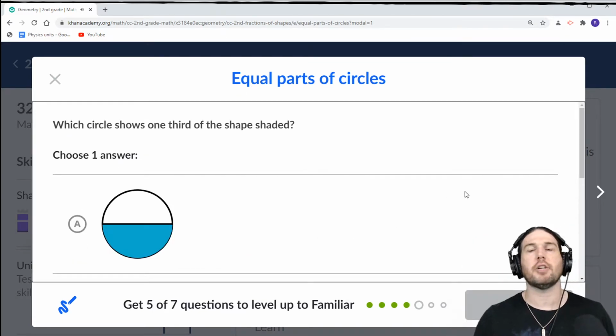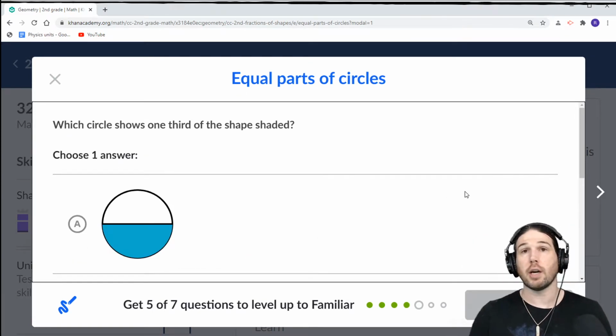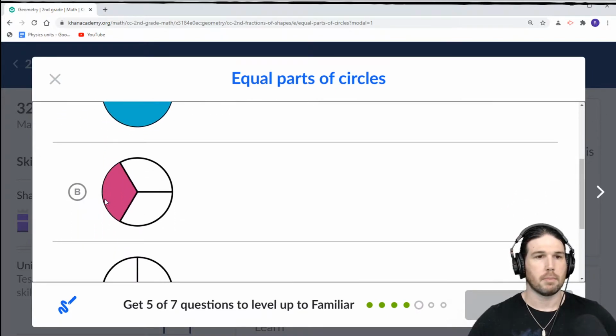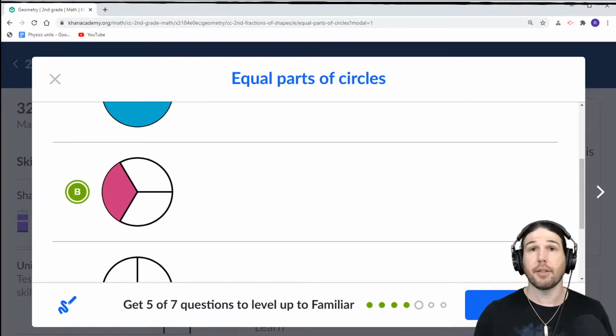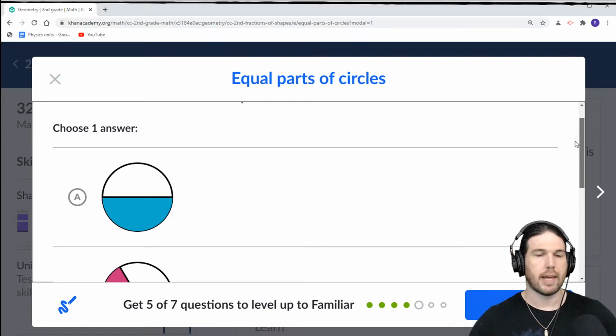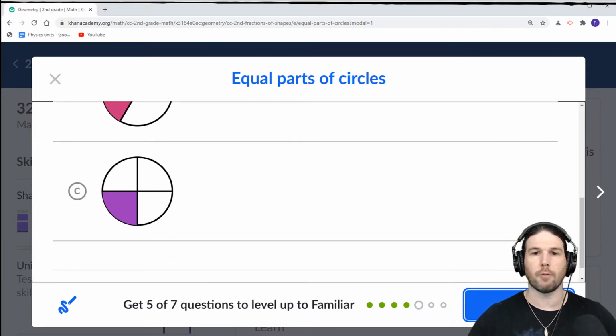So we want to teach fluency with fractions early on so that students don't end up hitting a really bad block later, like so many of us did. Which shape shows 1/3 of the circle shaded? B looks like 1/3. It is cut into 3 equal pieces, and 1 of them is shaded. A looks like 1/2, and C looks like 1/4.